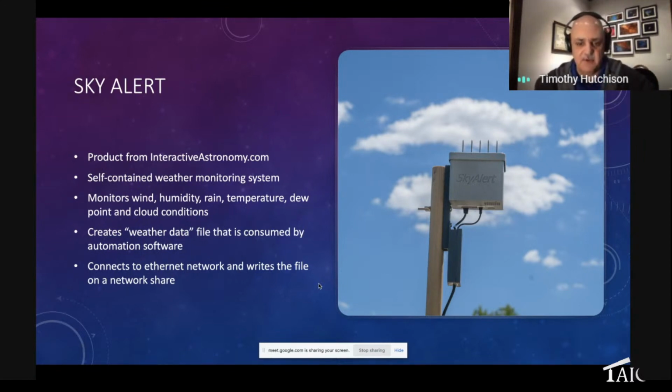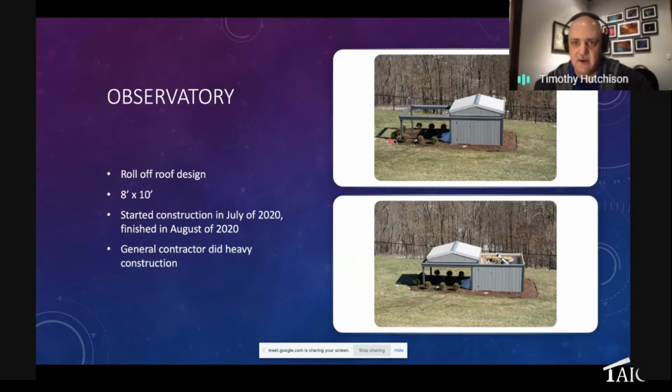I'm just going to back up here for a second. It sits right here. I don't know if you can make it out, but right here on the corner of the roll-off roof tracks, there's a pole, and the SkyAlert is just sitting right up top there, just a little bit higher than the roof, so that the roof doesn't interfere with it. But that's where that is.